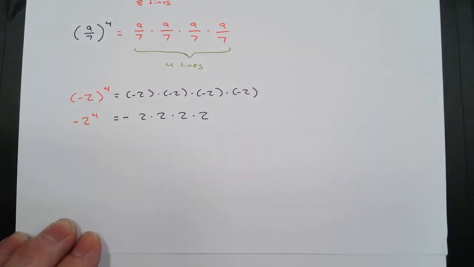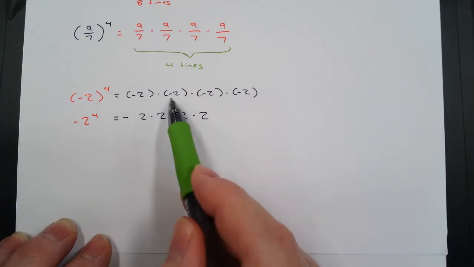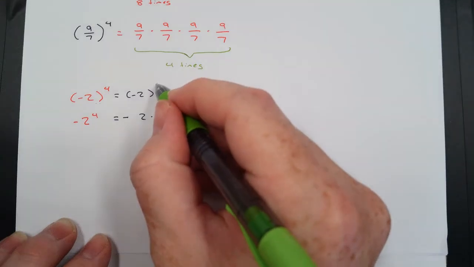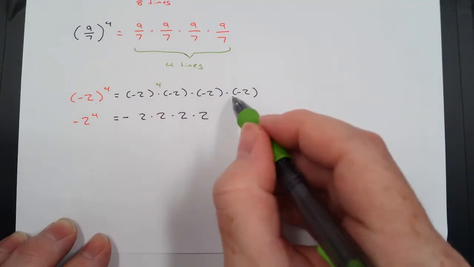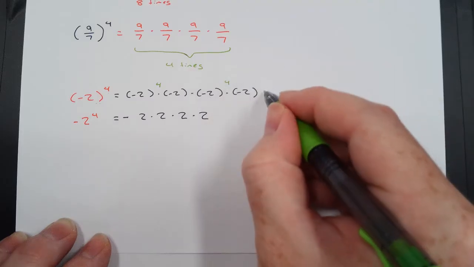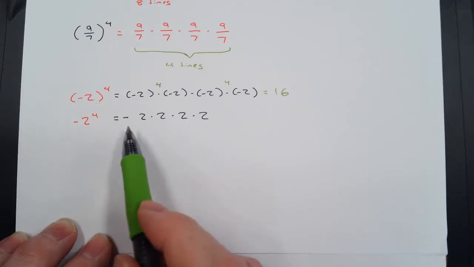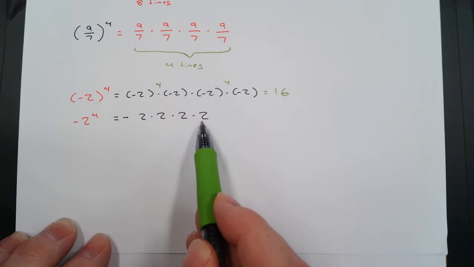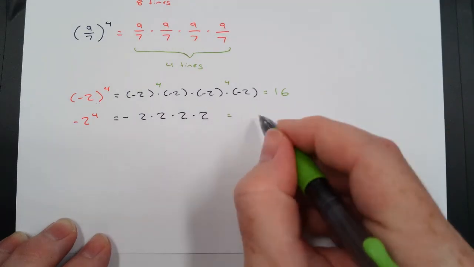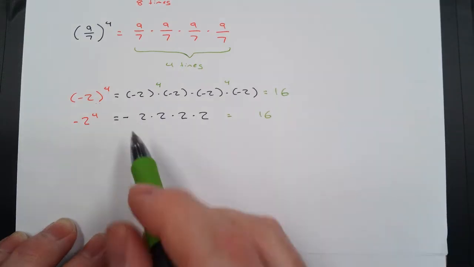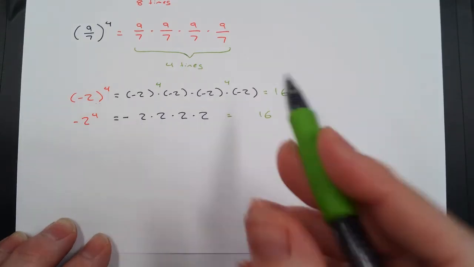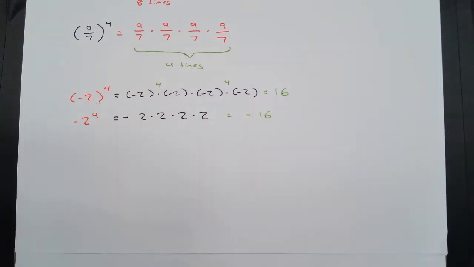Now you might be saying, who cares? Well, the answer cares. Because if we do -2 times -2, the negatives cancel, so that's 4. -2 times -2, that's 4. So 4 times 4 is 16. But this one, 2 times 2 times 2 times 2 is also 16, except the negative never was brought in. So the negative stays separated, so the answer is negative 16. So just those parentheses are a big deal.